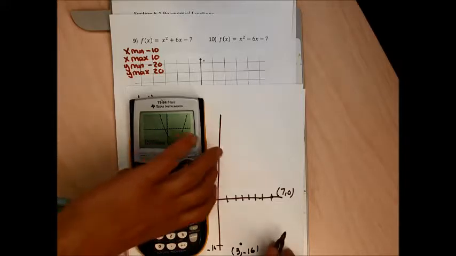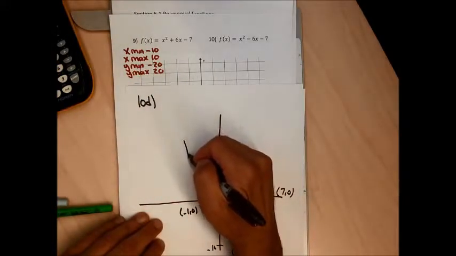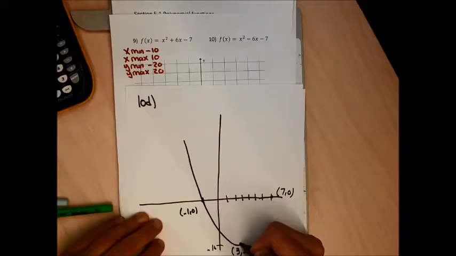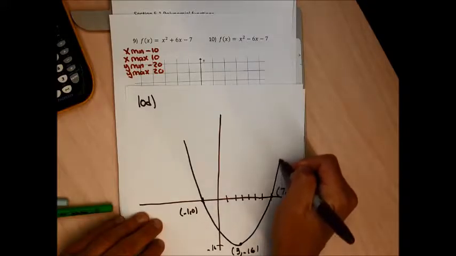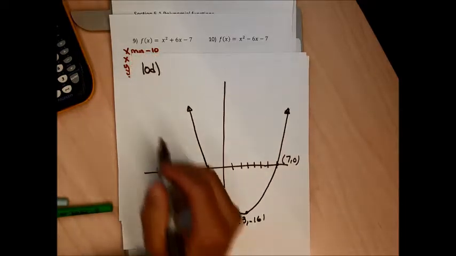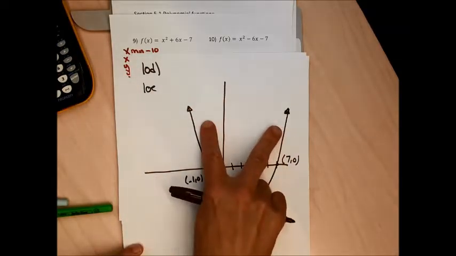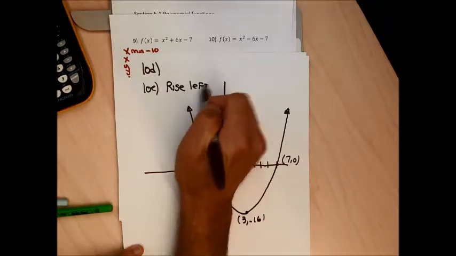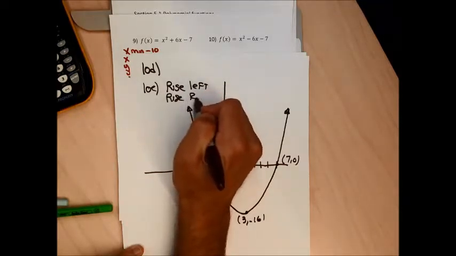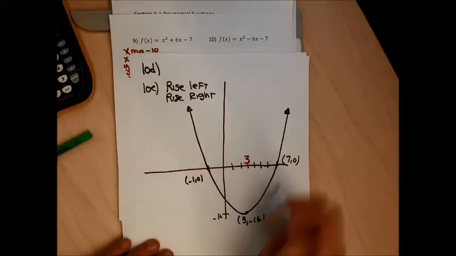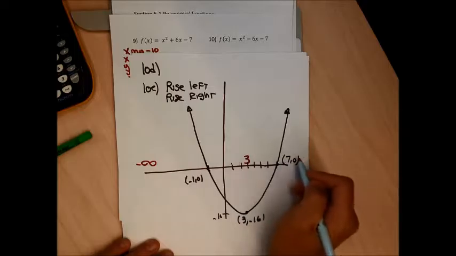Just going to sketch that parabola now. So I'm going to have my graph go through the x-intercept, cross the x-axis, go through the turning point, which is actually the vertex, and then go through the next x-intercept, cross at that. So that's the end of 10D. For 10E, both these arrows point up, so we're going to say it rises to the left, and it rises to the right.